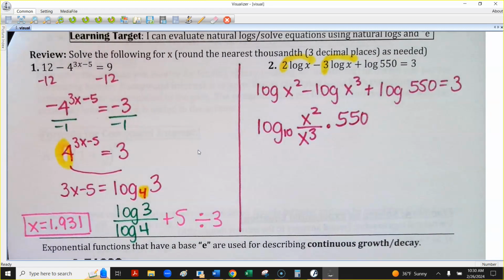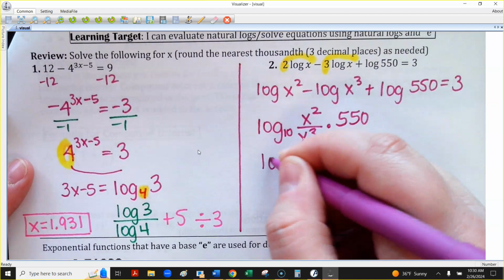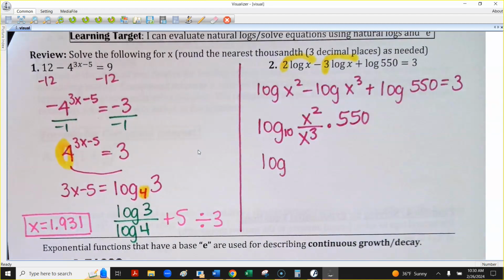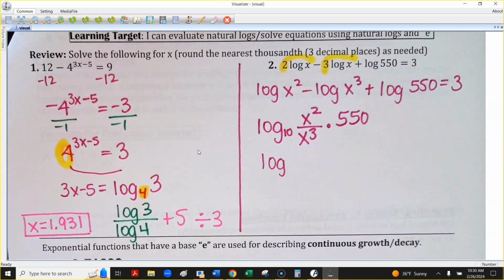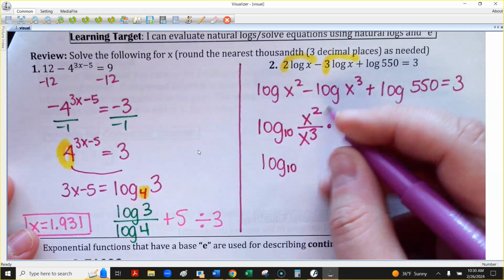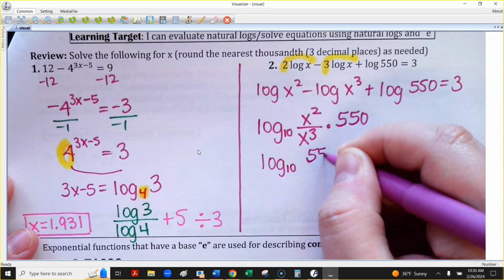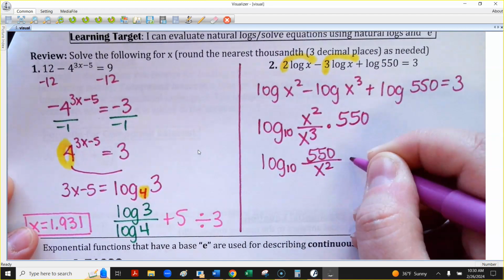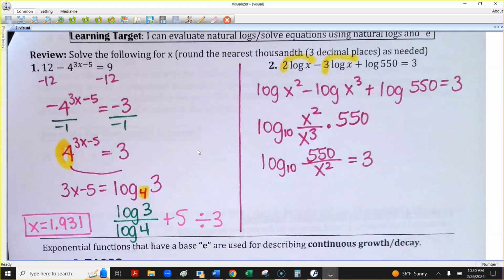Okay, what I'm going to write down here, that first little thing, I can simplify that. There's one more x on the bottom of that. The 550 would end up going in the top of that fraction. So this is going to be log base 10 of 550 over x squared, and then on the other side is just a 3.